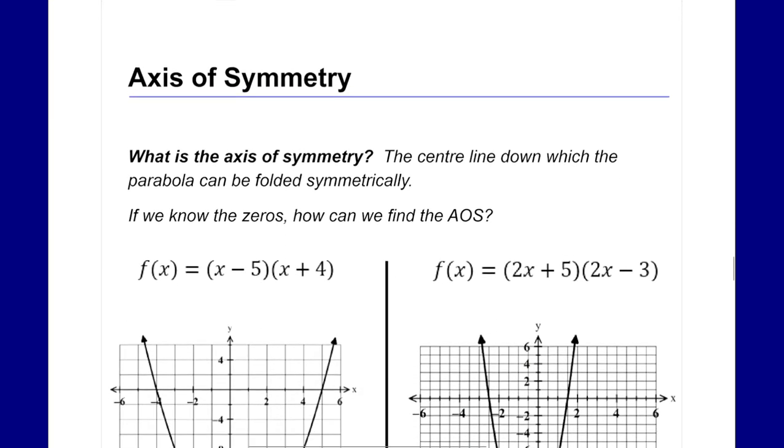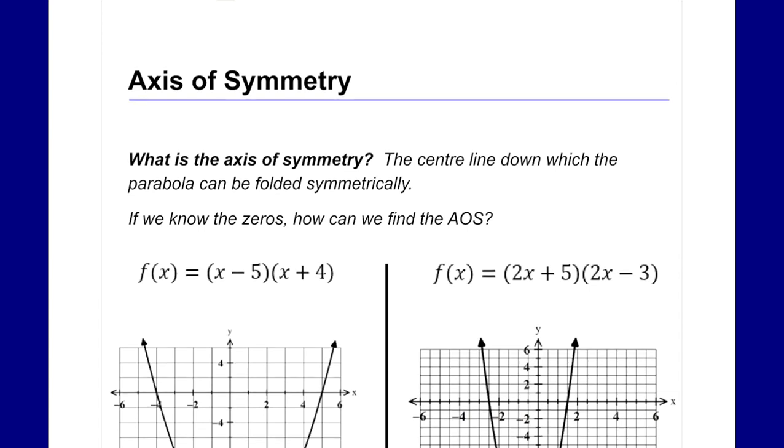The next step is the axis of symmetry. And the axis of symmetry, if we forget, is the center line down which the parabola can be folded symmetrically. So again, it's kind of that imaginary middle line that cuts our parabola in half. And if we know the zeros, how can we find the axis of symmetry? How can we find that middle value? And we did look at this when we looked at our review, but the axis of symmetry is basically the middle.